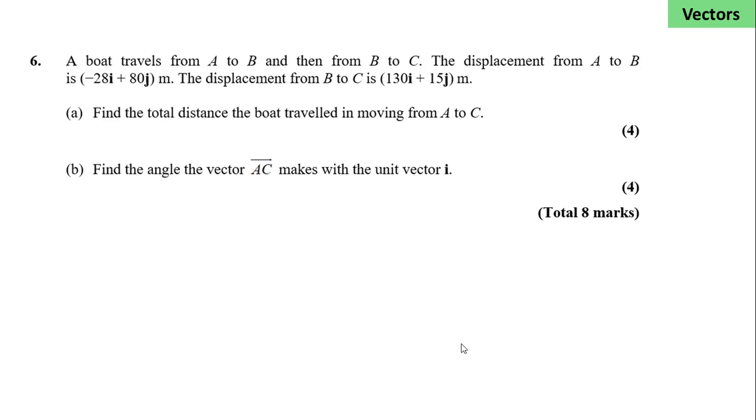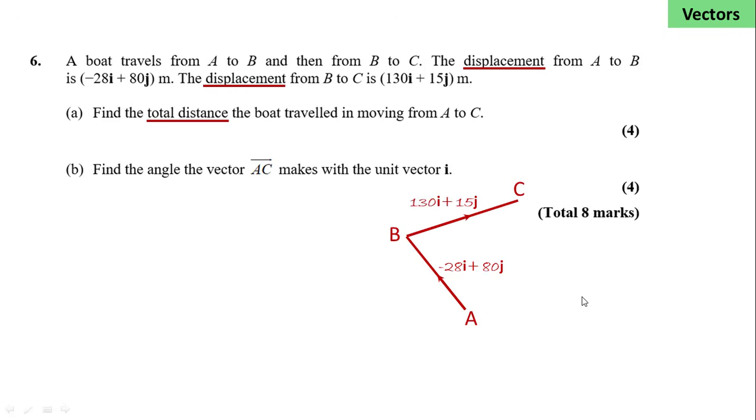Now let's look at an example of a vectors question. A boat travels from A to B and then from B to C. The displacement from A to B is minus 28I plus 80J. The displacement from B to C is 130I plus 15J, and we're asked to find the total distance the boat travelled. Notice here an important difference between displacement and distance. We're now looking at the total distance travelled, so we want the length AB, which is simply the magnitude of the vector minus 28I plus 80J.